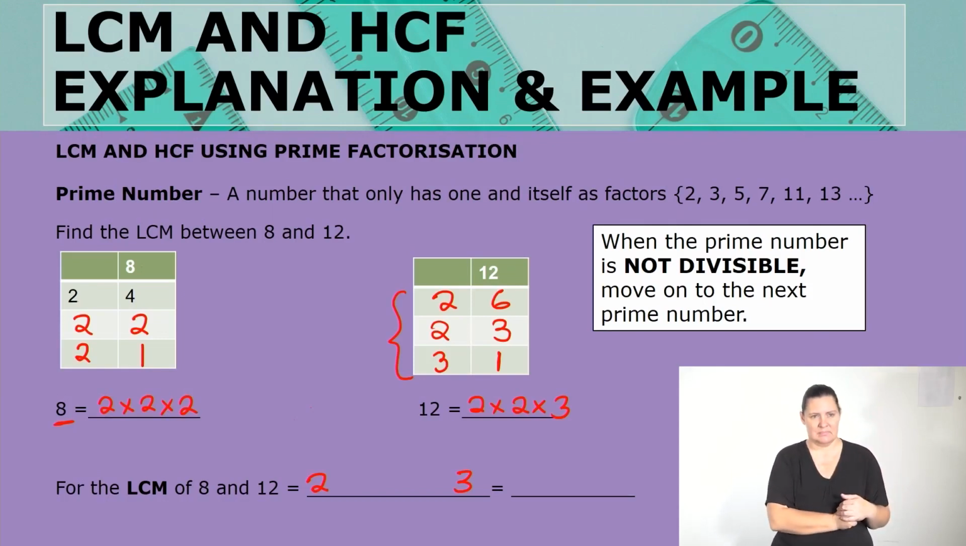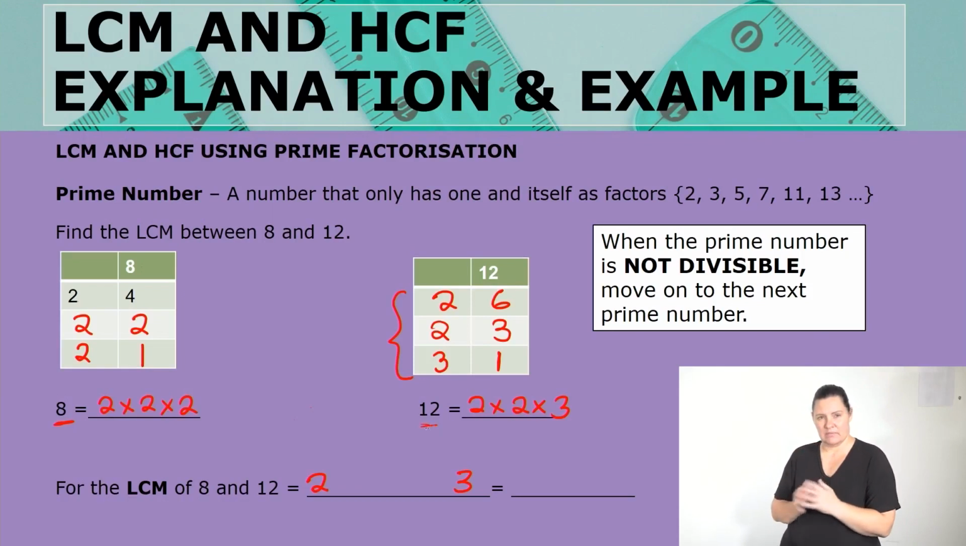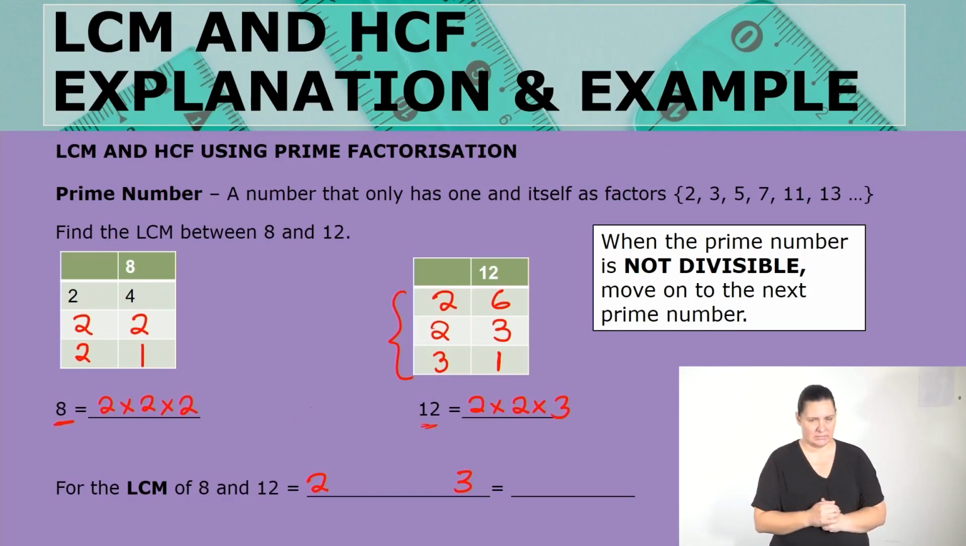And then I am going to go and look at the list of 12, and 12 is equal to 2 multiplied by 2 multiplied by 3. And here our 2 appears 2 times only. So we want where it appears the highest frequency, and that is 3 times. So that means I am going to write it out 3 times.